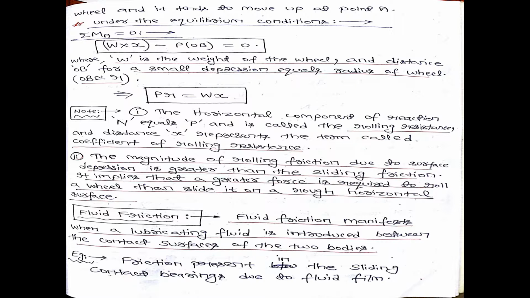So this is about fluid friction. With this we have come to an end of the different types of friction. Basically, the different types of friction are static friction, limiting friction, dynamic friction, sliding friction, and rolling friction. All these five types I discussed in the last class, and in today's class I am talking about fluid friction, which is the sixth type.